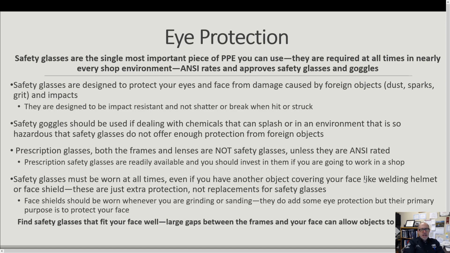And also find safety glasses that fit your face well. Large gaps between the frames and your face can allow objects to hit your eyes. And if you're like me and have the pleasure of wearing prescription glasses, you can't just walk into the eye doctor and pick out the glasses you want and just go from there. They have to make sure they fit your face. Safety glasses are the same way. There's 1,000 different types of safety glasses. Try them out, see which ones fit you, and then stick with them.